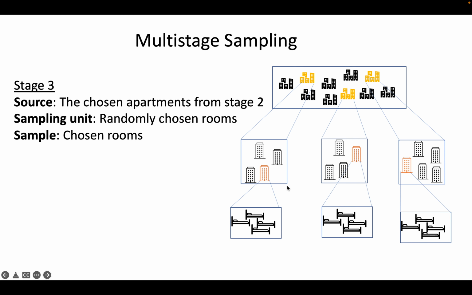We're at stage 3 now. Our source population is the chosen apartments from the chosen towns, and we can randomly choose a room in that apartment. And then we have those randomly chosen rooms. PowerPoint doesn't offer a great icon for room, so I just used bed. Just gotta deal with it.